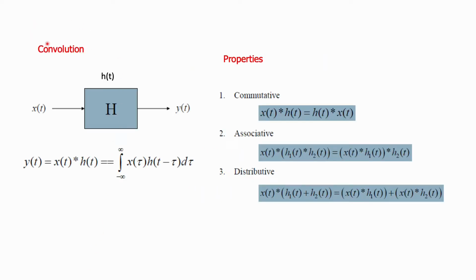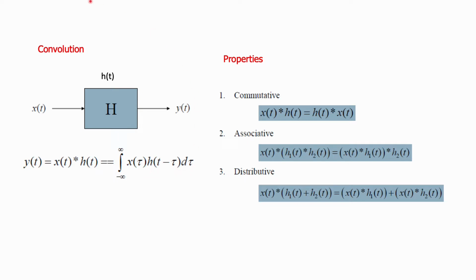Convolution is nothing but you take a system. The system is denoted by H. You apply input x of t to the system, h of t denoted for the system. It will give the output as y of t. So y of t is equal to x of t convolution with h of t. So this is the formula for the convolution: integral from minus infinity to plus infinity x of tau h of t minus tau d tau.